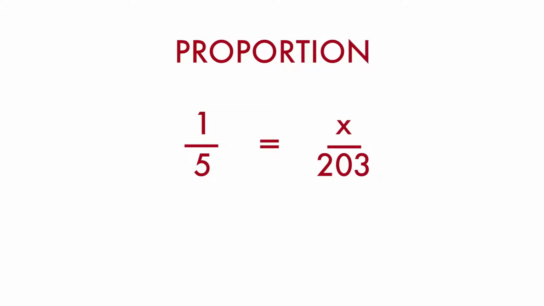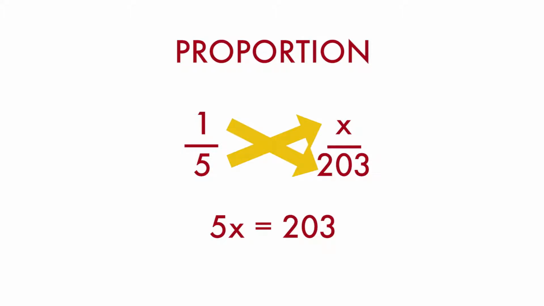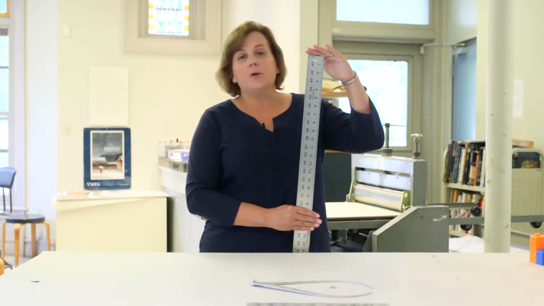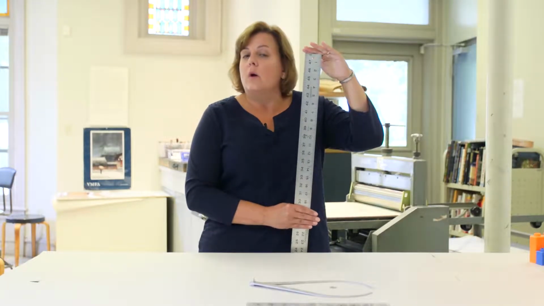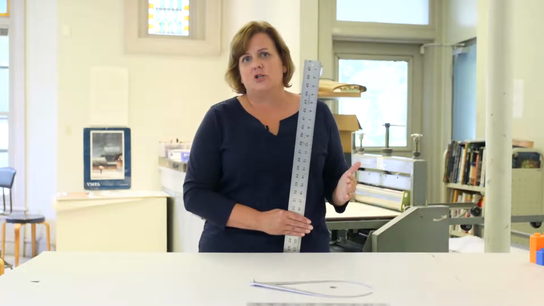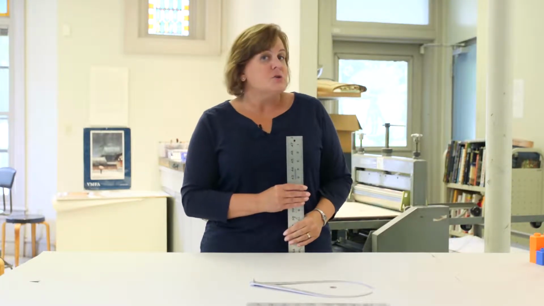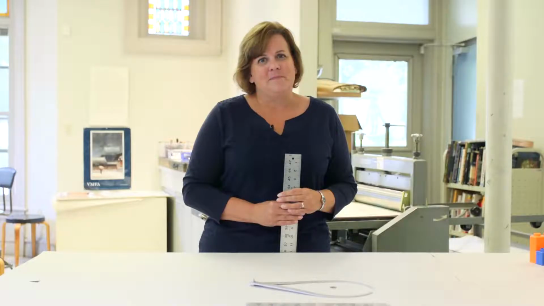I can set up my proportion equation as shown, find the cross products, and solve for x. So the final height of my model would be 40.6 centimeters, or 1/5 the size of the actual statue. Not quite as statuesque as Caligula here in the museum.